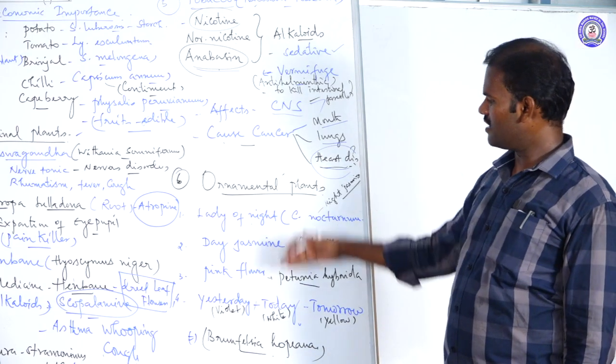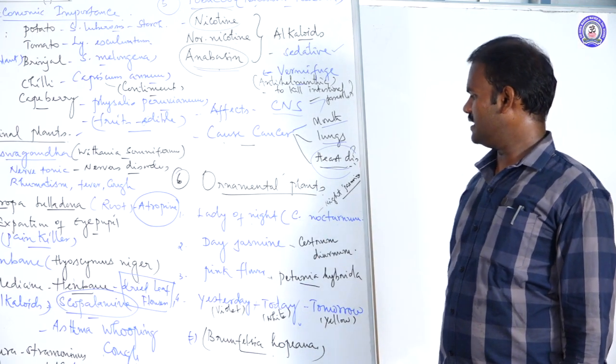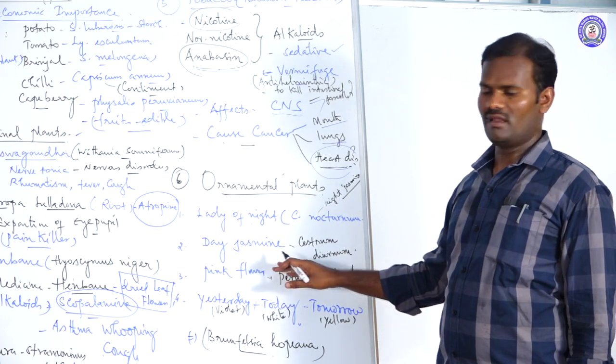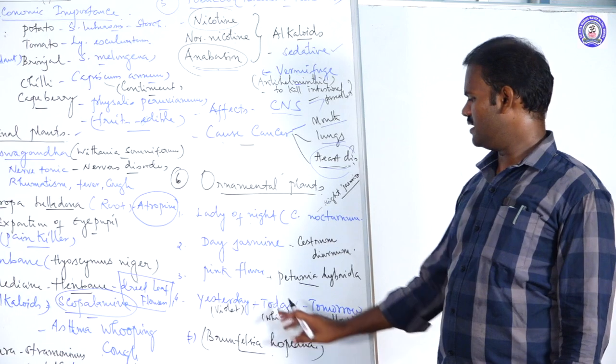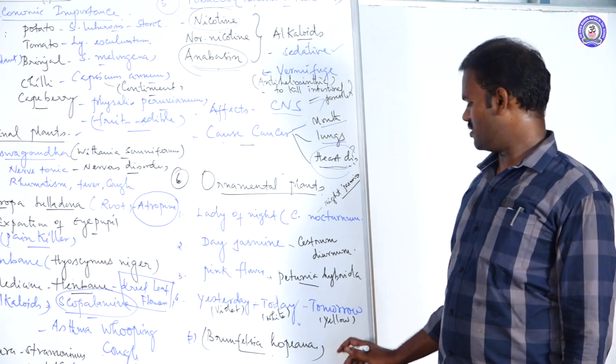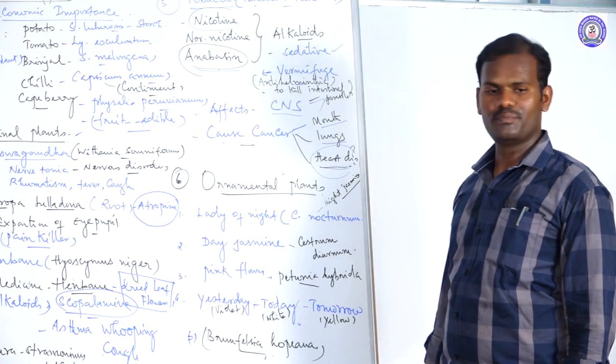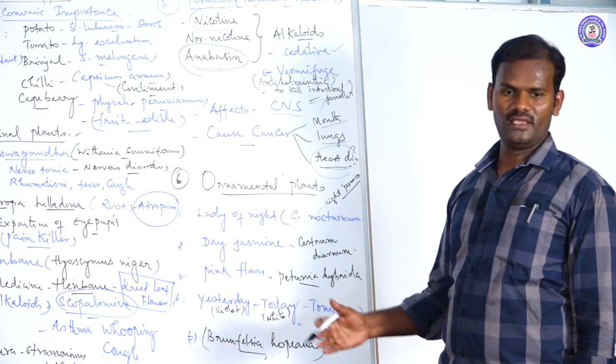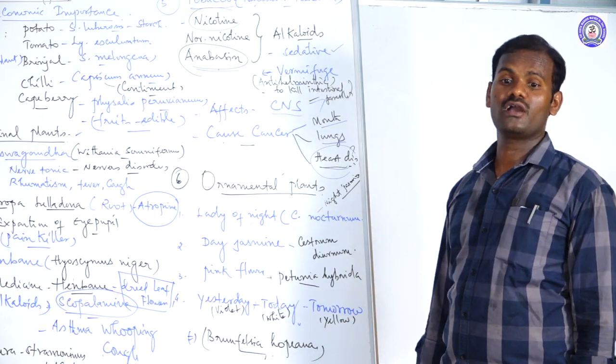So these are the ornamental plants. Lady of the night, day jasmine, night jasmine, the pink color flower called Petunia hybrida, and the yesterday, today, tomorrow plant also called Brunfelsia hopeana. So the Solanaceae family is over. The next family we are going to discuss is a monocot family.